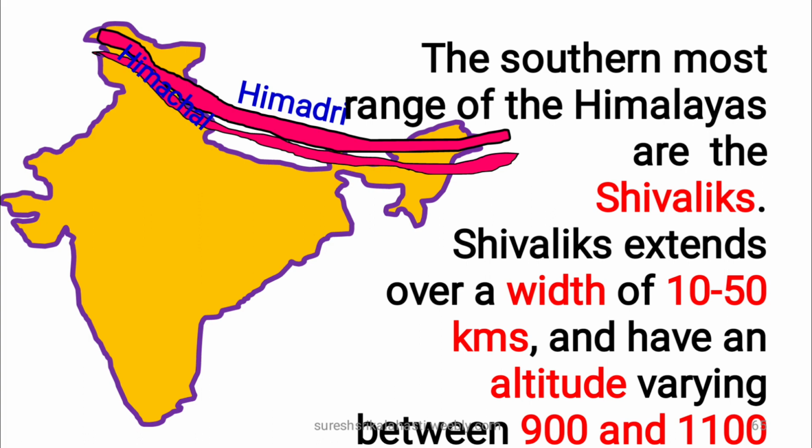The southernmost range of the Himalayas are the Shivaliks. Shivaliks extend over a width of 10 to 50 kilometers and have an altitude varying between 900 to 1100 meters. This is the location of Shivalik.